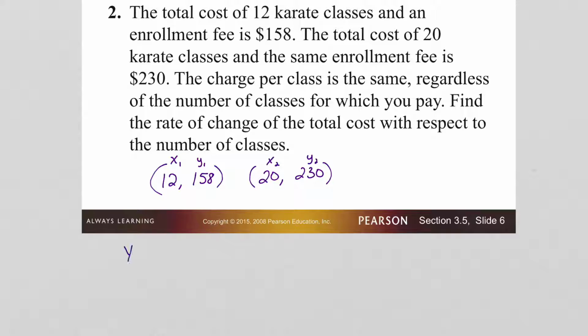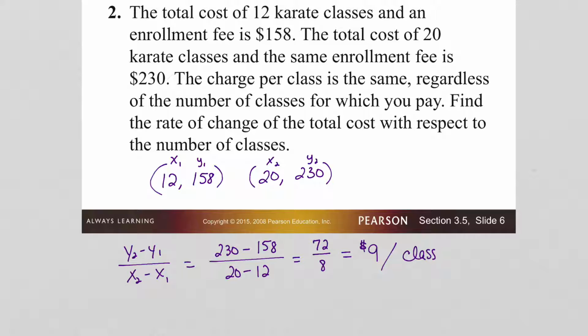So again, using the formula, I am going to do the slope formula. So 230 minus 158 over 20 minus 12. So I get 72 over 8. And now I don't need to use the squiggly equal signs because I don't have to round at all. 72 divided by 8 is 9. So what does that mean? It is $9 per class.